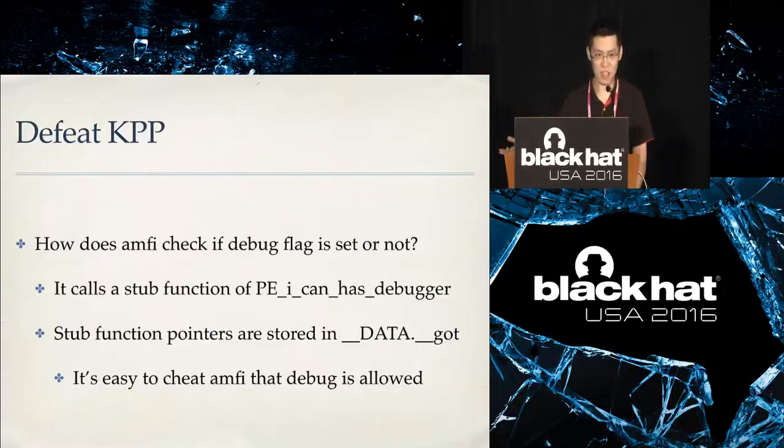But since it's RW, we could easily modify the address of this function. That means we could point PE_i_can_has_debugger to somewhere else, so that it doesn't return 0 anymore, it returns 1. So MFI will think, okay, now I have a debugger attached. So this is another way to cheat KPP, and actually in the latest jailbreak 9.3.3, we use this way to patch the sandbox and MFI.